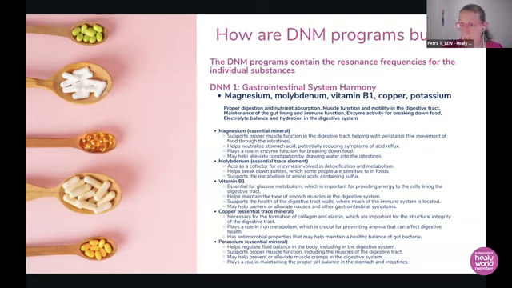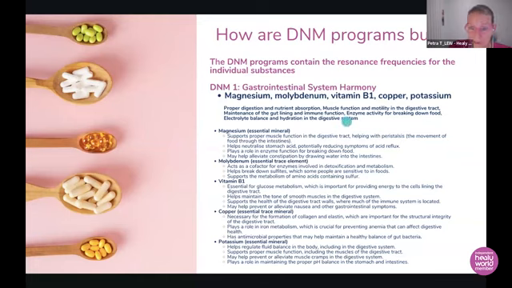So for example, in Digital Nutrition Mixtures 1, we have the program called Gastrointestinal System Harmony. The gastrointestinal system harmony contains magnesium, molybdenum, I think, something like that, I forgot how to pronounce it, vitamin B1, copper, and potassium.